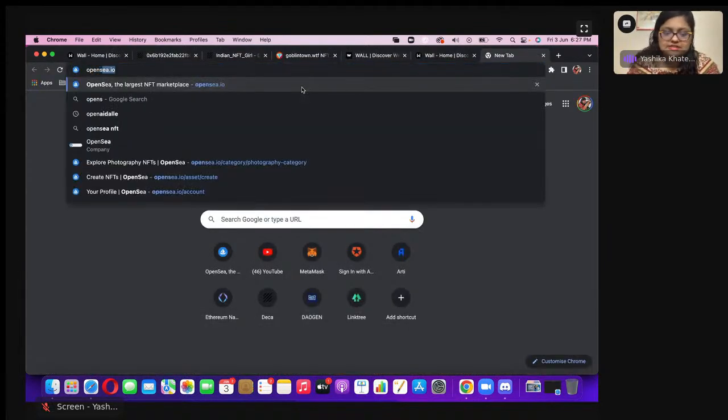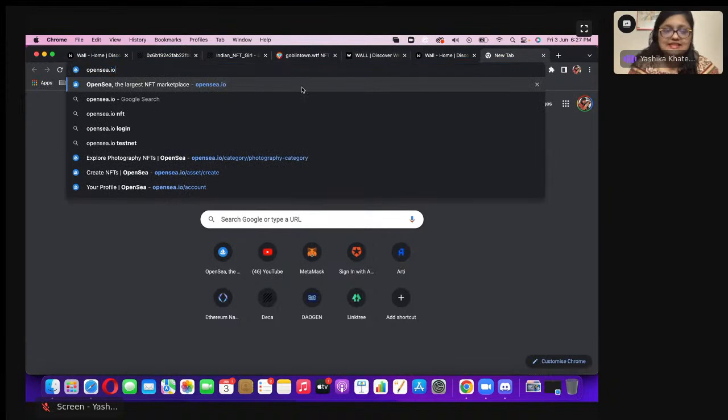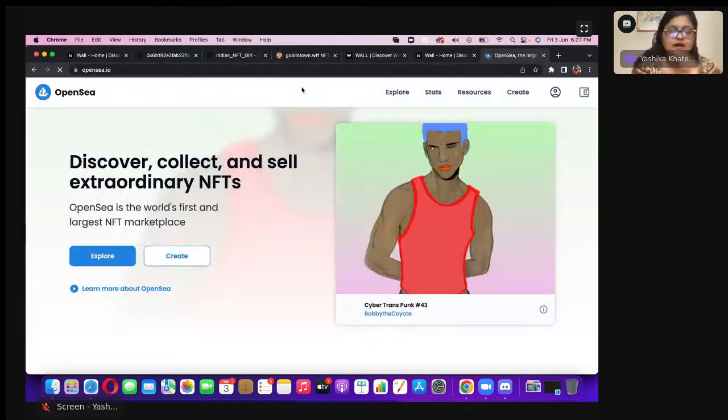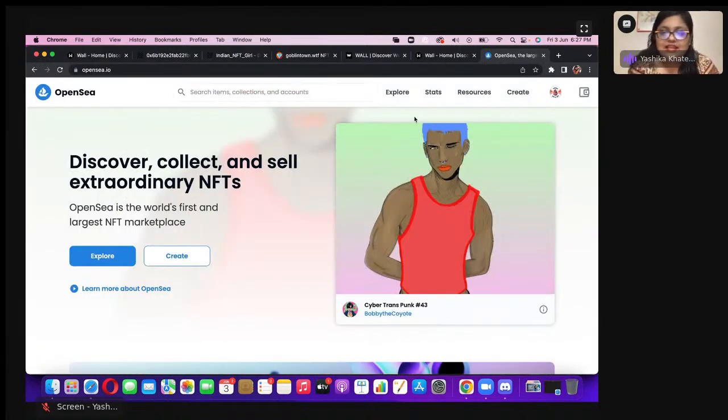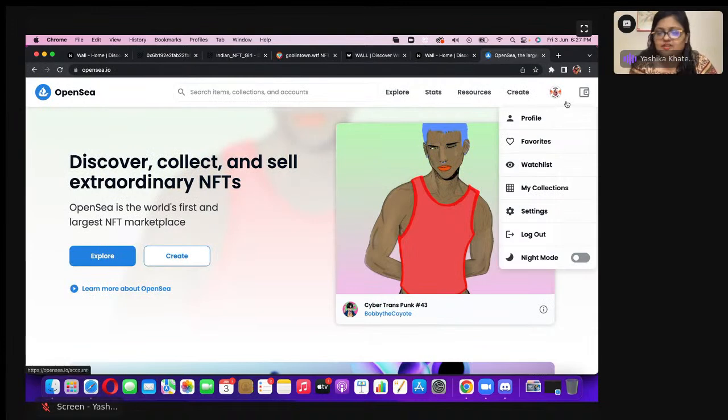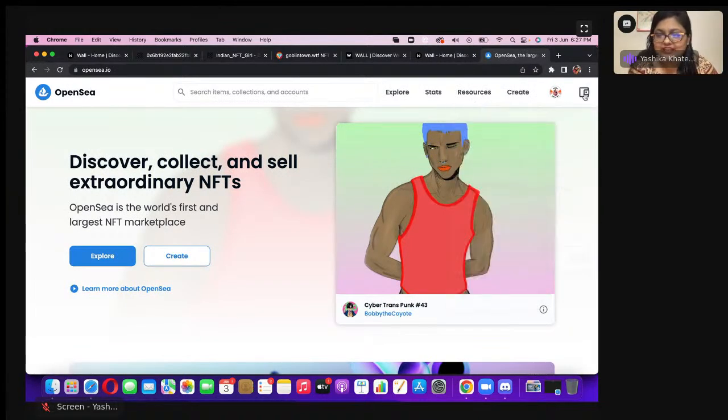Going on OpenSea.io. Again, I would say for these websites, don't go on Google and click on them. Remember the websites, type it on the search bar and go directly from there. Like you can see, my logo has already appeared here, which means that I have already connected my wallet.